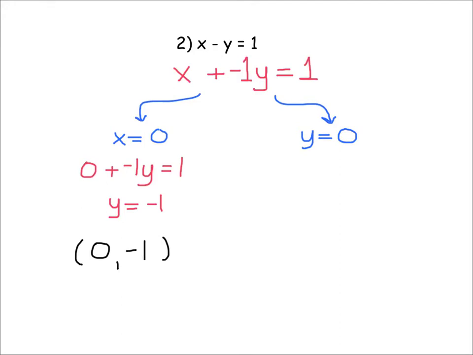All right, let's look at the next one. We're going to plug in 0 for y, so I have x plus negative 1 times 0 is equal to 1. So 0 times any number will give me 0, so x is equal to 1. And I have found my ordered pair of 1, 0.